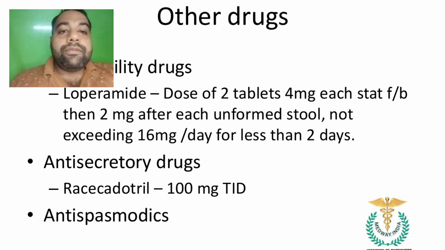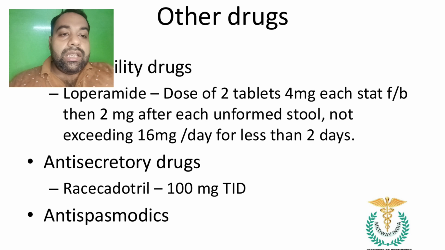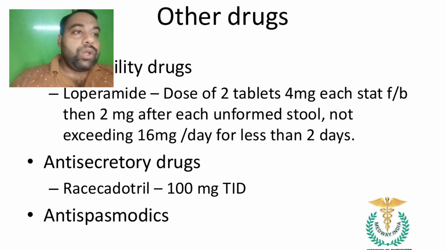Then come your anti-secretory drugs, which is racecadotril, usually given in 100 milligram TID doses. As the name suggests, it's an anti-secretory drug. They inhibit enkephalinase, which is responsible for the degradation of enkephalin. This is how they act, decreasing or preventing the secretion of electrolytes and fluid in the stool. That's how they work as an anti-secretory drug.